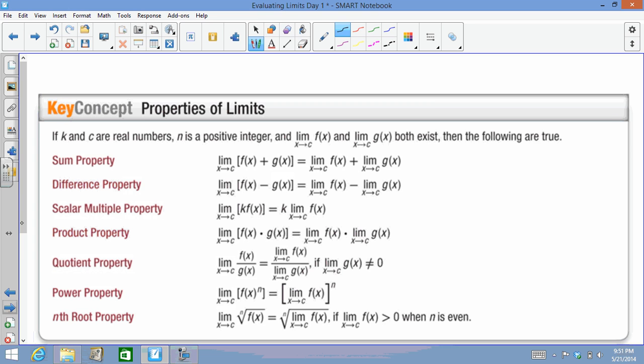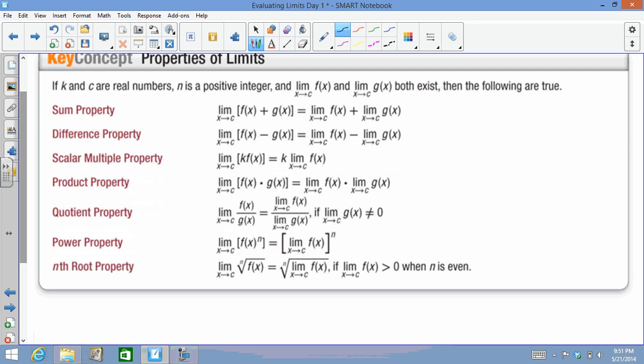So here's a whole bunch of things that you'll find in your book, properties of limits. If I have a property of a sum, if I have the limit of 2 different sums, I can break it up into 2 separate limits. If I have a difference of a quantity, I can break that quantity up into 2 smaller limits, subtracting.